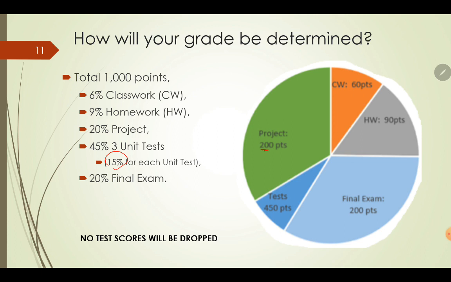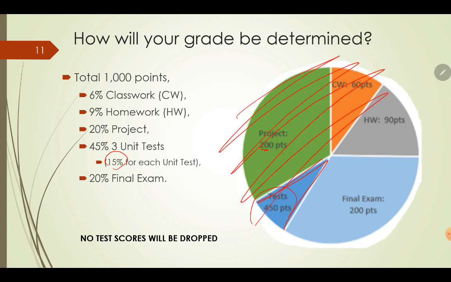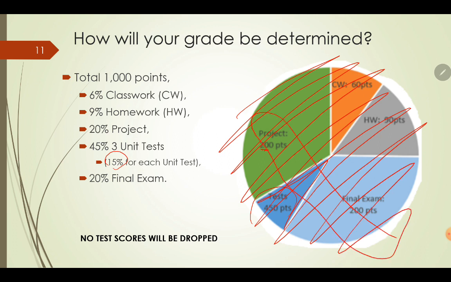This pie chart does not look right, does it? Just noticing some math here. Something is very wrong. I think I must have a typo in my source file for this, because a 450 point slice is much bigger than that. So this pie graph is wrong, and I'll have to edit that in your syllabus.